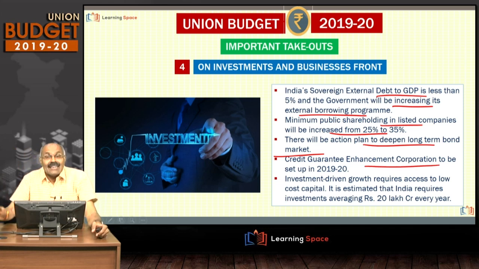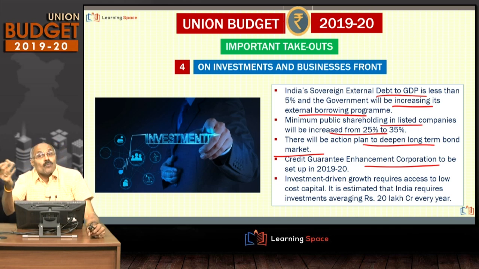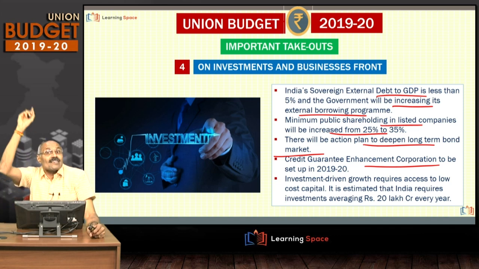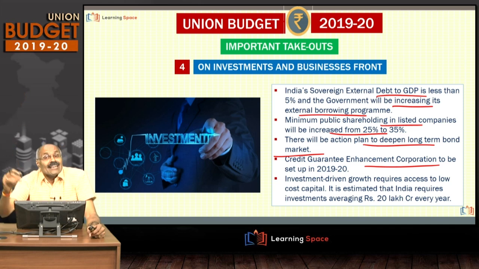Then a Credit Guarantee Enhancement Corporation will be set up. That means when the corporates are issuing bonds, they can mobilize money at lesser interest rates. That means the cost of capital, in technical parlance, will be reduced. For infrastructure to mobilize lakhs of crores of rupees, what is important is you should mobilize money at lesser interest rates. That means the cost of capital must be reduced, right? So as to reduce the cost of capital, the Credit Guarantee Enhancement Corporation is proposed in 2019-20.